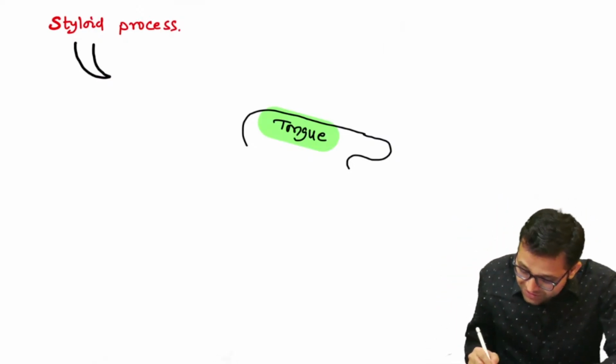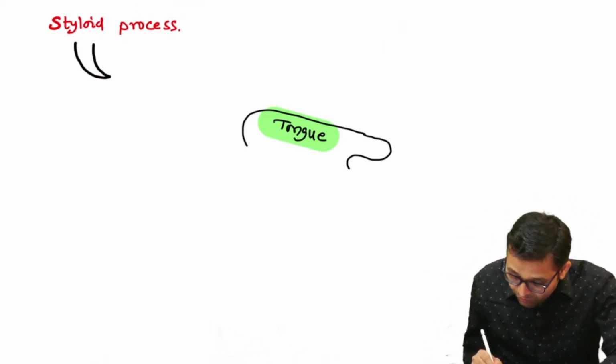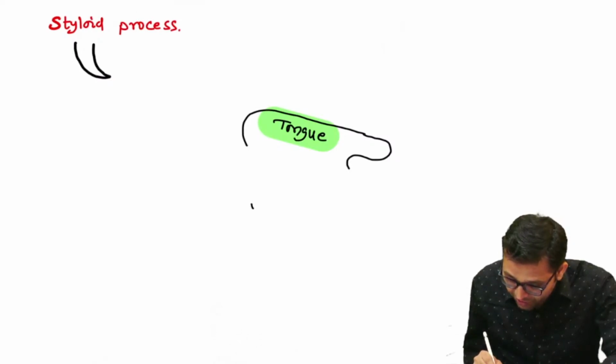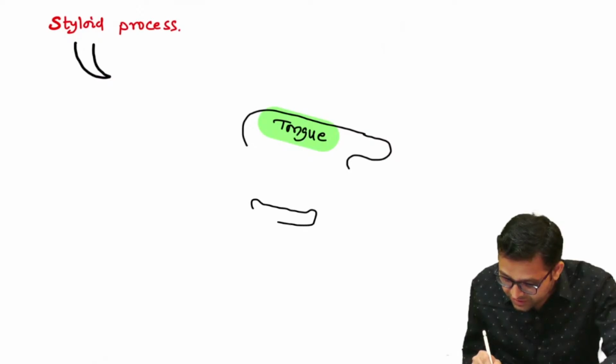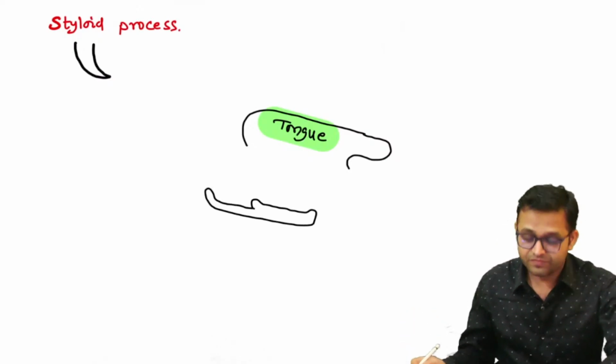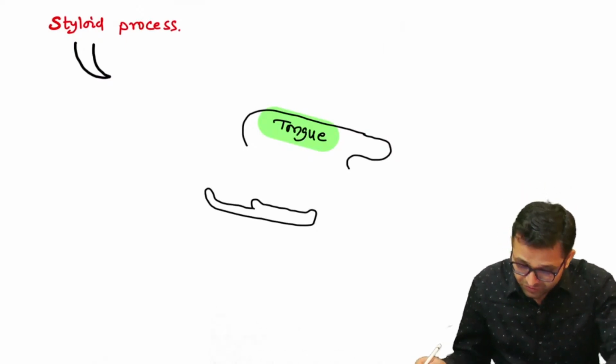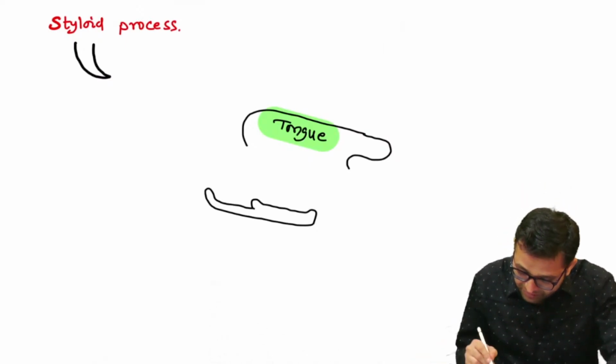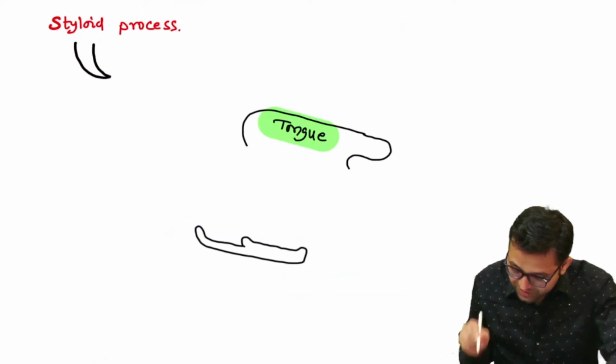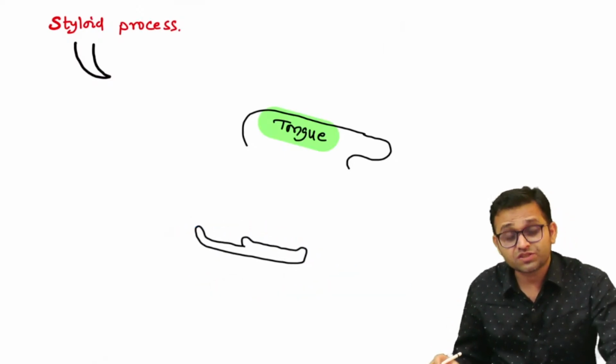Now below this tongue there is a bone. Which bone? There is the hyoid bone, which has the lesser cornu, the body, and suppose this is the greater cornu. So this is our hyoid bone. I'm just displacing this bone a little bit lower so that we can understand the structures properly.